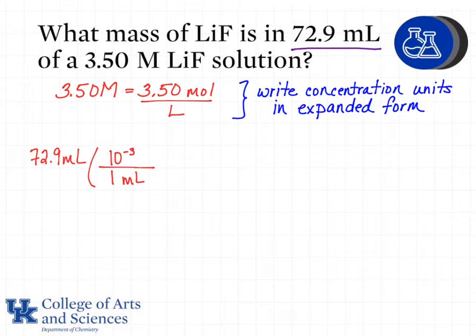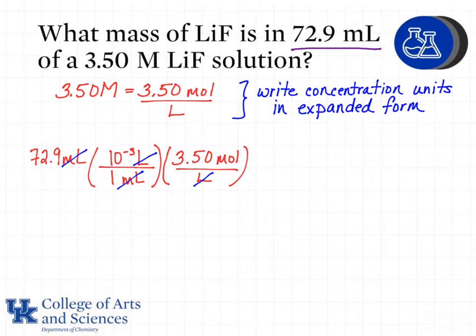I need to get from milliliters to liters. 1 milliliter is equal to 10 to the minus third liters, and milliliters will cancel. Then I can use my concentration in the expanded form, 3.50 moles over liters, and liters will cancel.